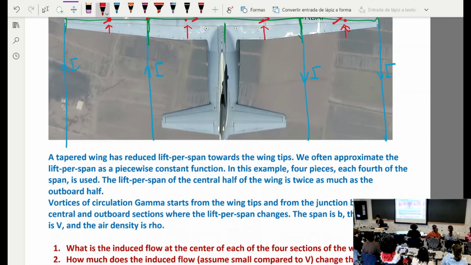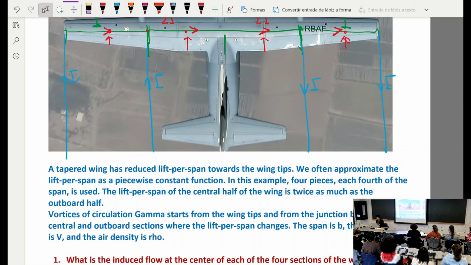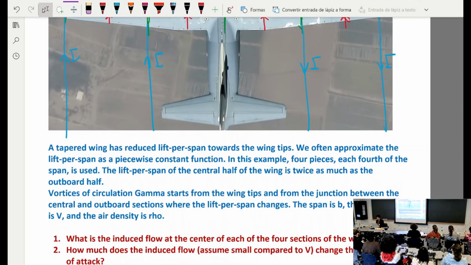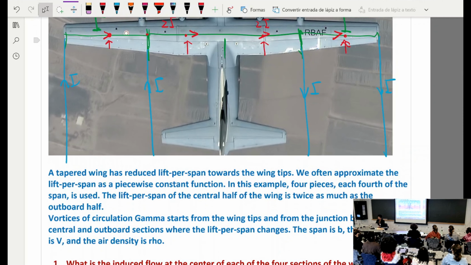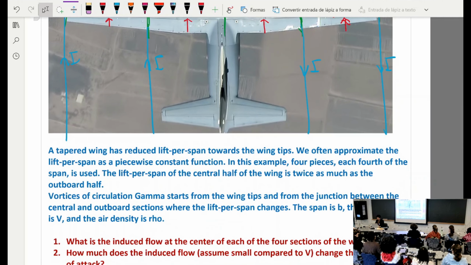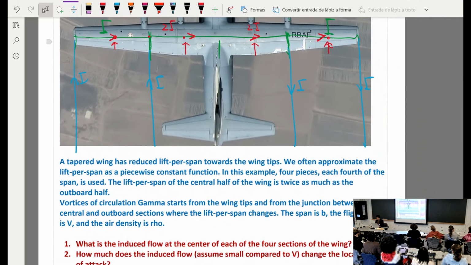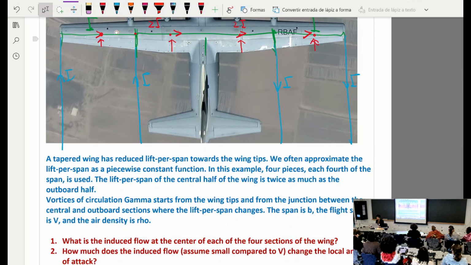All right, so let's figure out the first question. What is the induced flow at the center of each of the four sections of the wing, right? So basically these 4 points. We also have to answer how much the induced flow changes the local angle of attack. So what does that mean?